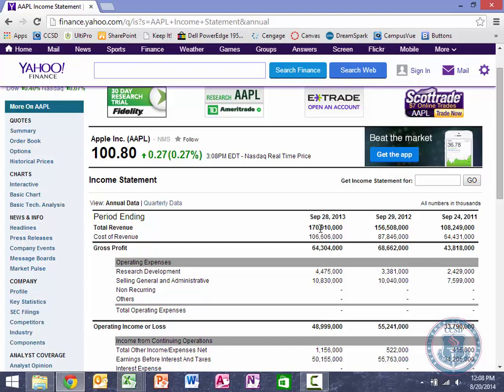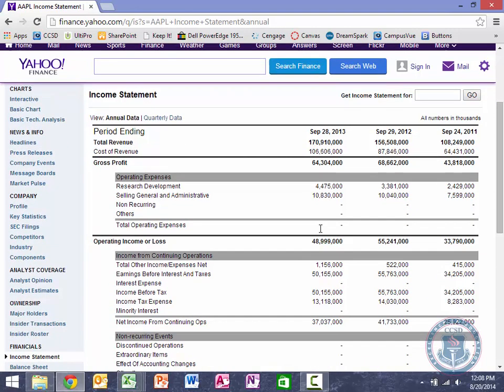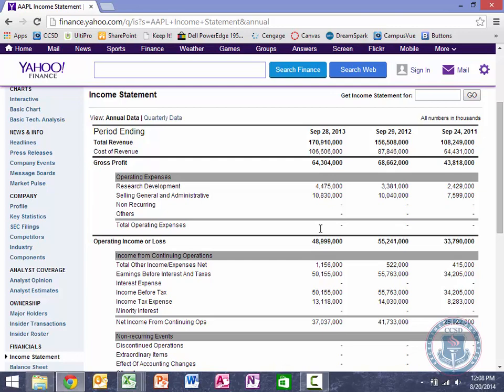No, but we're just looking at this like, wow, that's awesome. Well, let's compare it. Last year, they made $156 billion. Year before that, $108 billion. What do we know about this company right now? Revenue's going up. You guys now know that. You can look at these things, and you now know, because you're taking accounting, what these numbers mean. Let's see, what's the gross profit? Let's look at profit here.